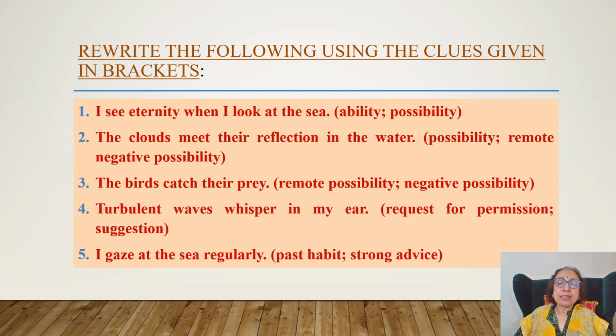I see eternity when I look at the sea. You have to say ability in one, and in a separate sentence, possibility. Then, the clouds meet their reflection in the water. Here you have to say possibility and remote negative possibility. Then the third one, the birds catch their prey. Remote possibility in one and negative possibility in another. Turbulent waves whisper in my ear. Then request for permission is one and suggestion is one.